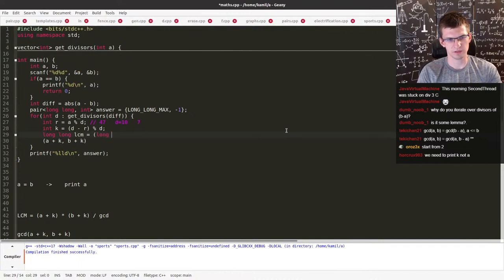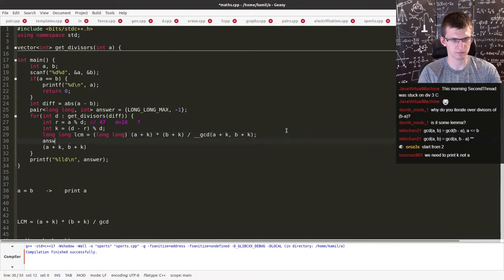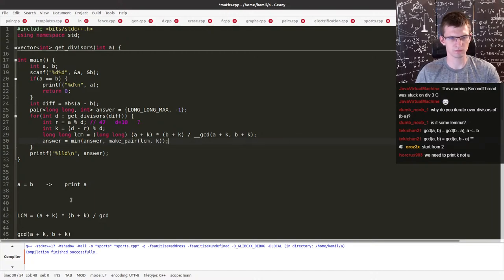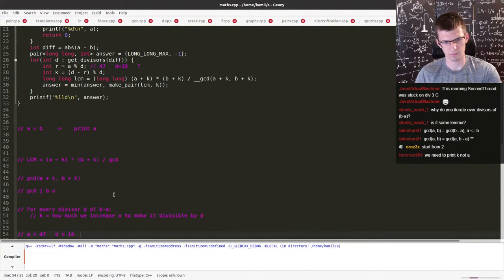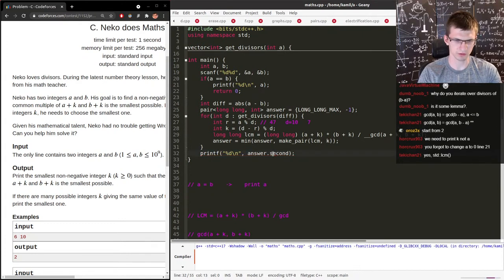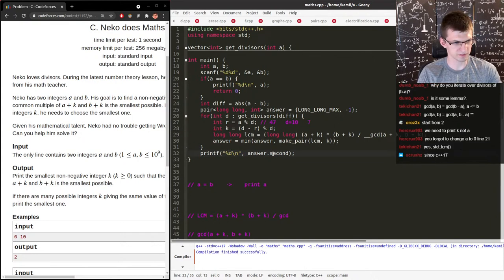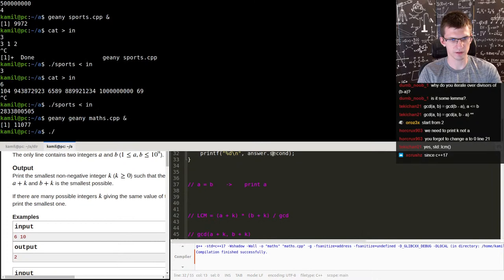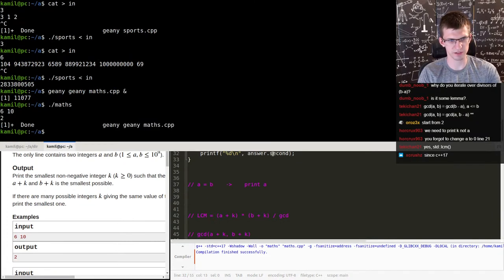Now LCM is this times that divided by GCD. Or is there some function in C++ for LCM? If so, I should learn it. I do answer dot second, and that's not long. There is LCM. Whoa. But now a question is whether I have C++ 17 on my PC.